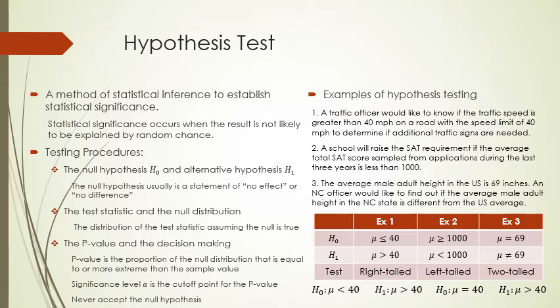Let's see some examples. A traffic officer would like to know if the traffic speed is greater than 40 miles per hour on a road with the speed limit of 40 miles per hour to determine if additional traffic signs are needed. Thus, we would set the null hypothesis as the average vehicle speed is less than or equal to 40 miles per hour, and the alternative hypothesis as the average vehicle speed is greater than 40 miles per hour.